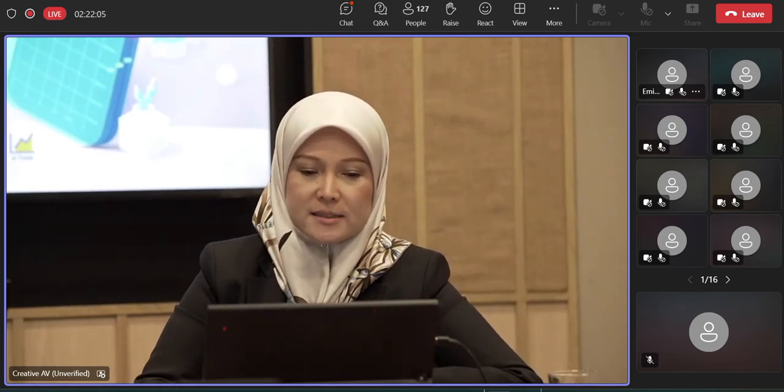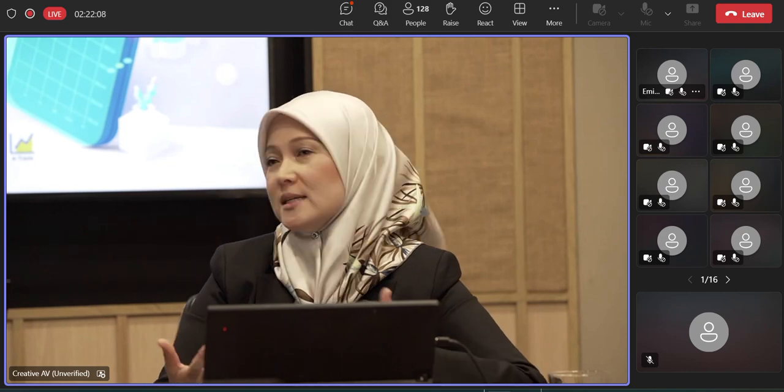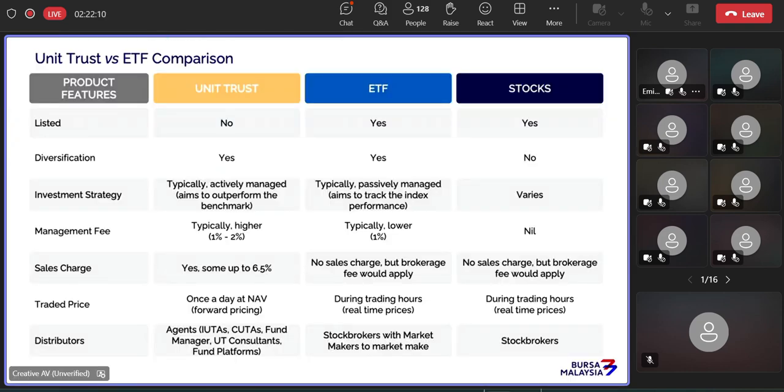Okay, the traded price, basically unit trust has a once-a-day NAV, so there's only one price, but ETF price moves according to the volatility of the price of the ETF. So you can see different pricing throughout the trading day. Distributors, basically for unit trust, you have agents out there. For example, you know there are certain funds that have thousands of agents for one fund. Then for ETF, basically you need to go to stockbrokers to buy ETF, similar to stocks.